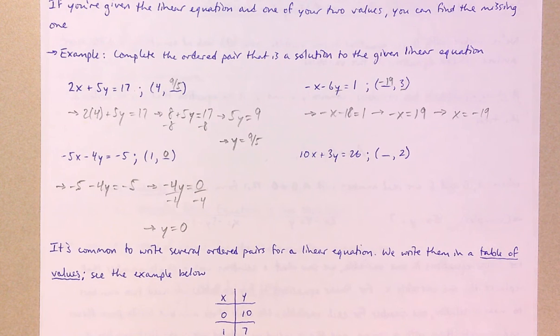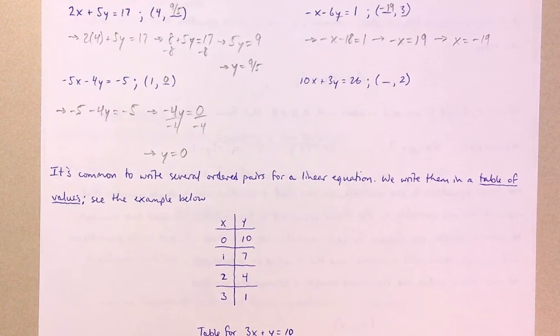So up until this point, we've just been working with one particular ordered pair, one x value and one y value. Well, later on in this chapter, we are going to see that to do what we want to do, we need to know more than one ordered pair that makes a linear equation in two variables true. And it's common to write more than one ordered pair for this type of linear equation in a table of values.